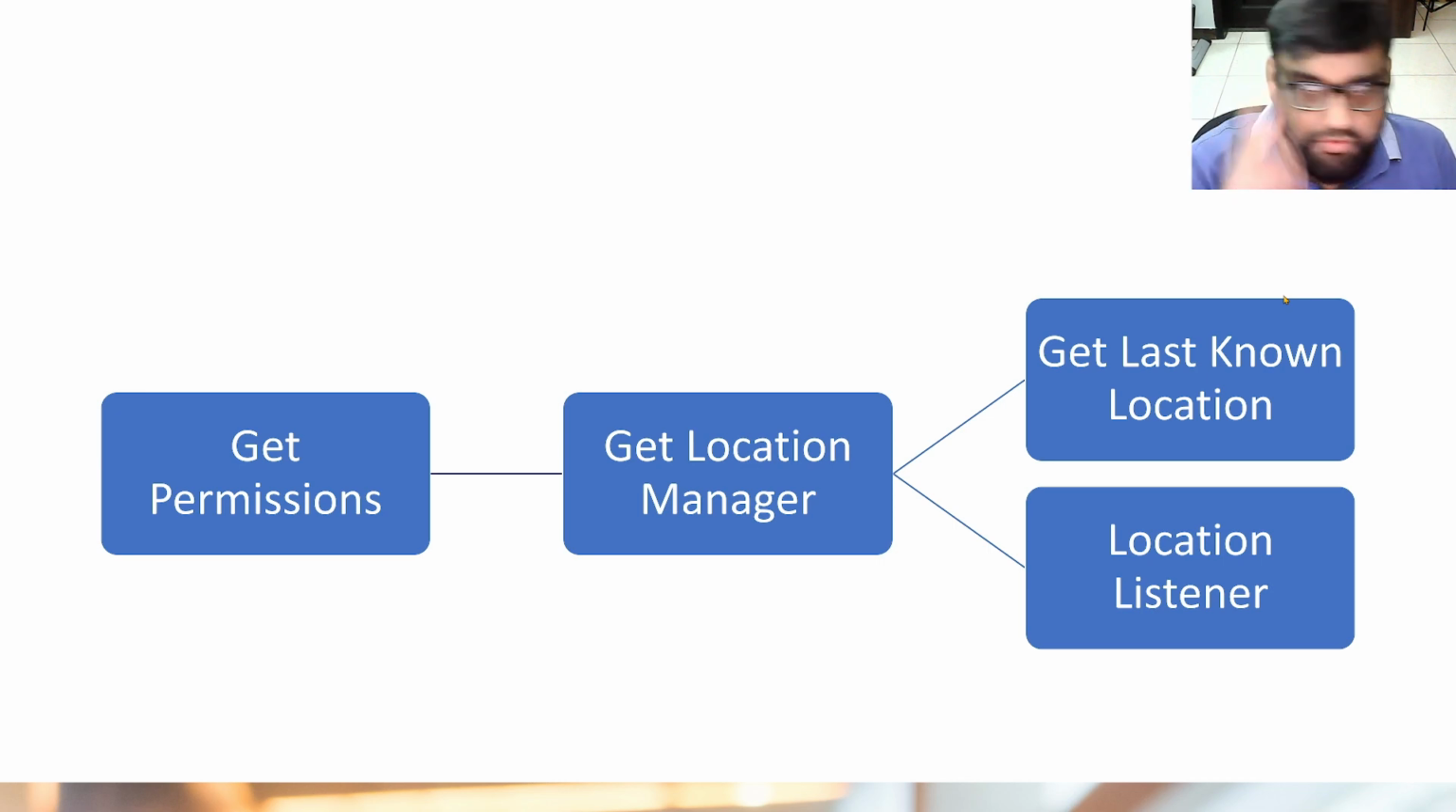we will get an object of location manager, and then there are two ways of doing it. If you want the location only once, you can ask for the last known location.